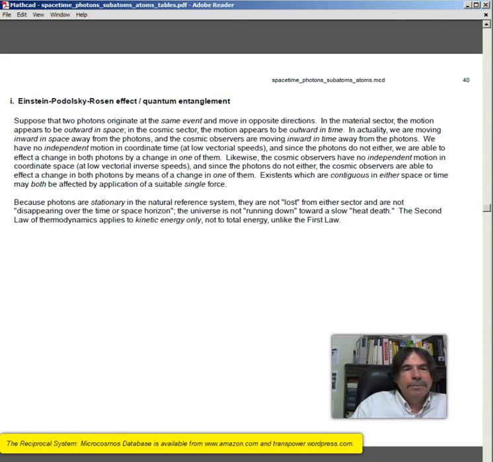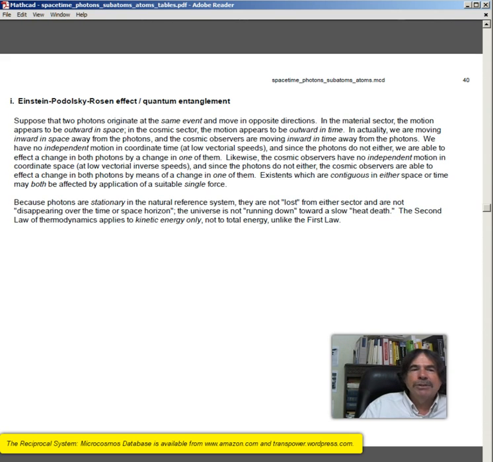Section I, Einstein-Podolsky-Rosen effect, quantum entanglement. Suppose that two photons originate at the same event and move in opposite directions. In the material sector, the motion appears to be outward in space. In the cosmic sector, the motion appears to be outward in time. In actuality, we are moving inward in space away from the photons, and the cosmic observers are moving inward in time away from the photons.